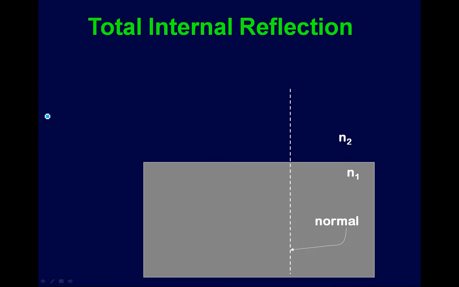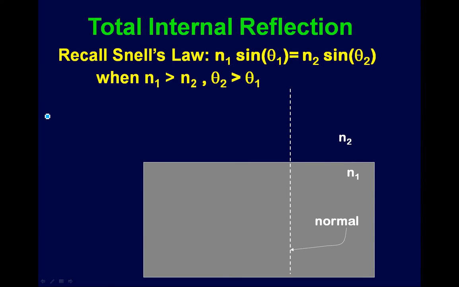Now, one consequence of Snell's law is what's called total internal reflection. And so we use Snell's law for that. This is the case when you're moving from an index, here we'll call it N1, to an index N2. But in this case, you're going from a bigger index, so N1 is bigger than N2.